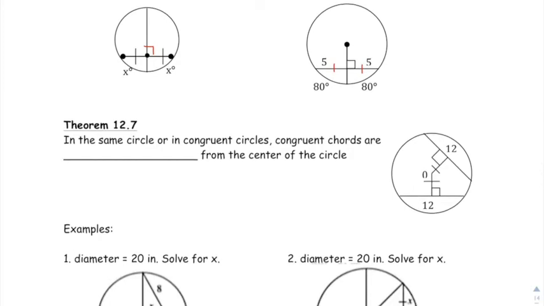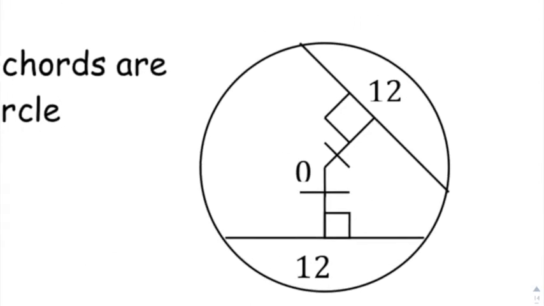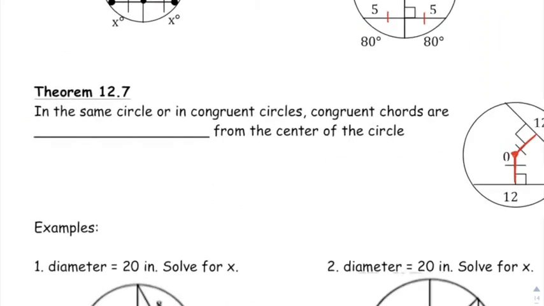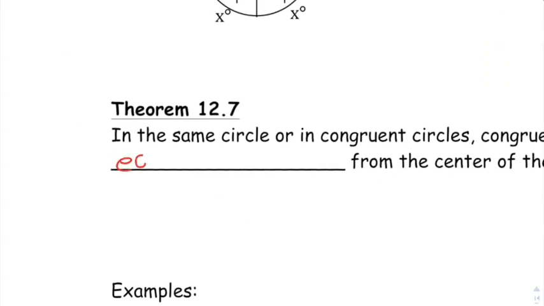In the same circle or in congruent circles, congruent chords are blank from the center of the circle. So if I have a chord there of 12 and then another chord somewhere else of 12, then we say they are equidistant. That means the shortest possible distance between the chord and the center, those two distances, should be the same. So we call that equidistant.